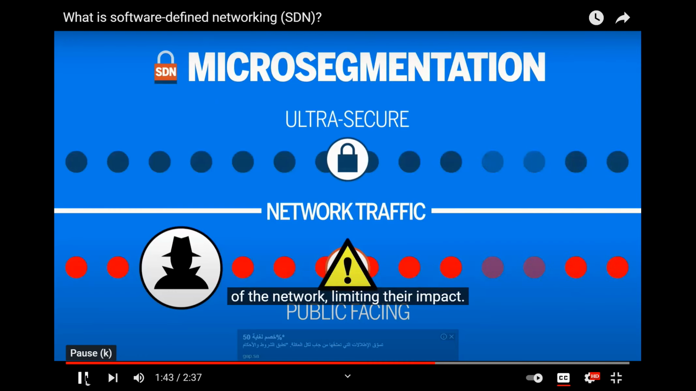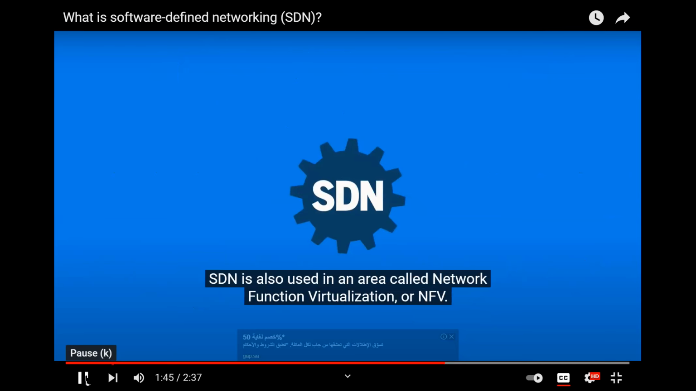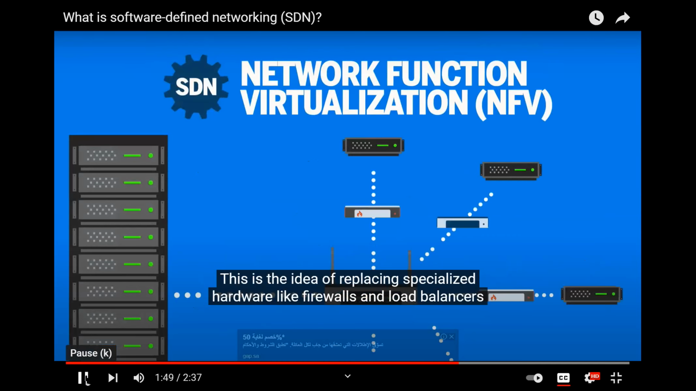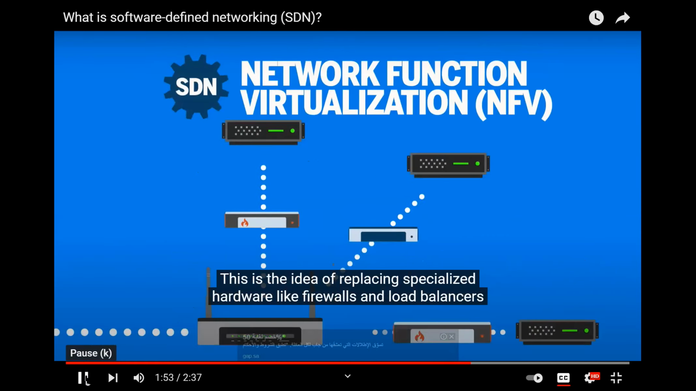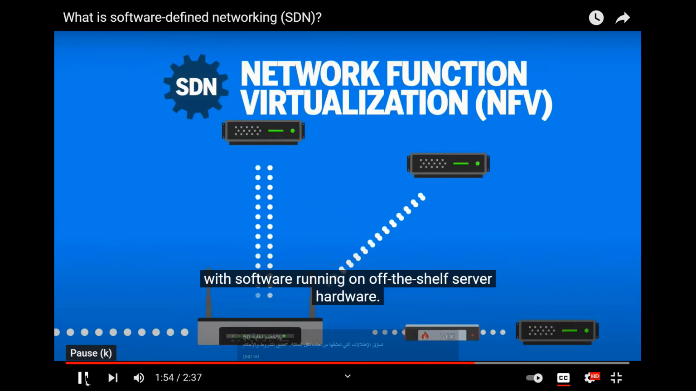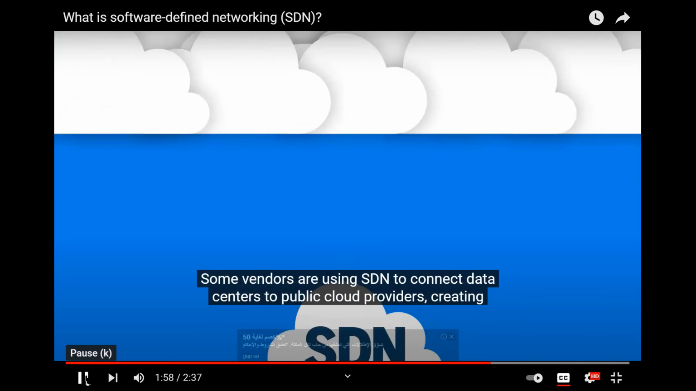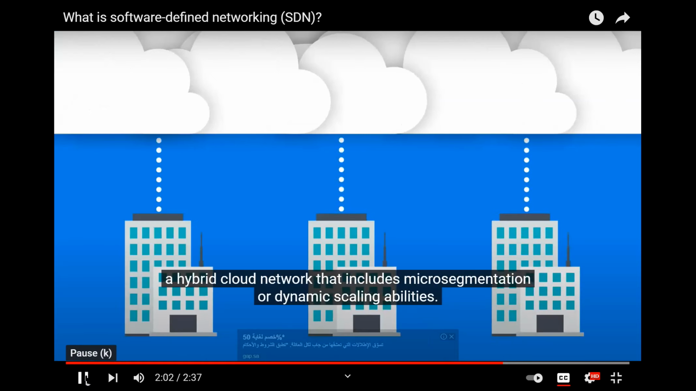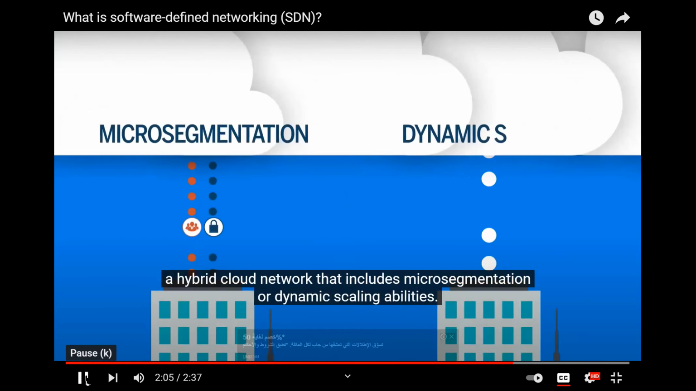SDN is also used in an area called Network Function Virtualization, or NFV. This is the idea of replacing specialized hardware like firewalls and load balancers with software running on off-the-shelf server hardware. Some vendors are using SDN to connect data centers to public cloud providers, creating a hybrid cloud network that includes microsegmentation or dynamic scaling abilities.